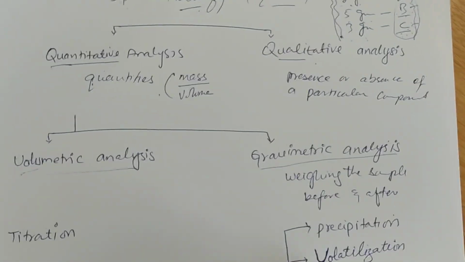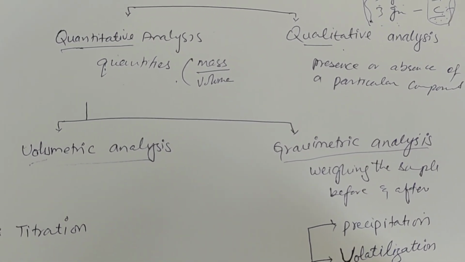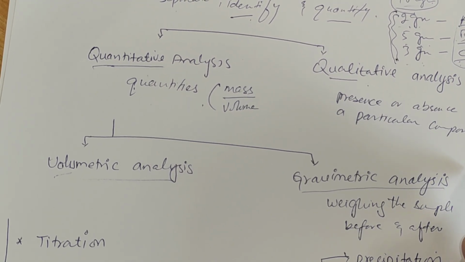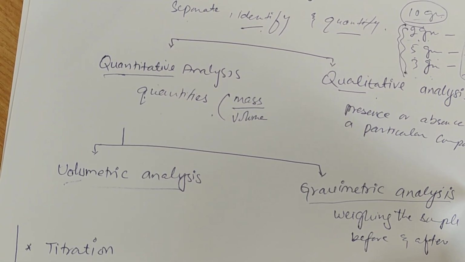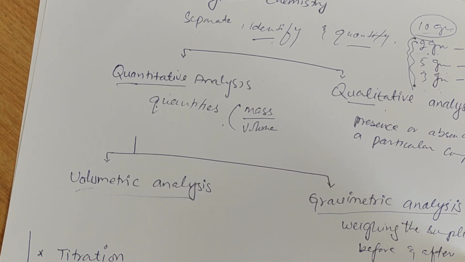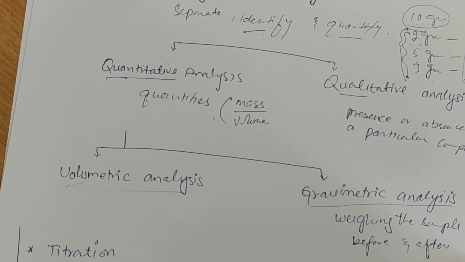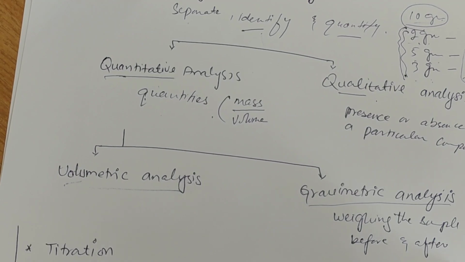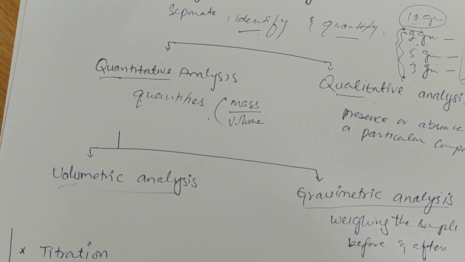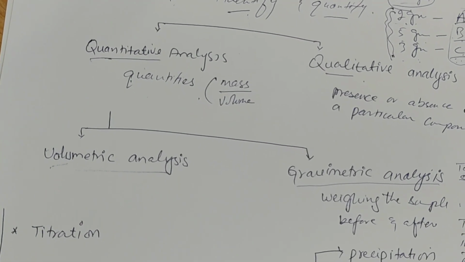Okay, so gravimetric analysis is the determination of the mass of the component present in a mixture just simply by weighing, like we have in the case of total suspended solids analysis. It is called TSS. Or we have total dissolved solids. Okay, so in this case, first we determine the initial weight of the sample, and then filter it in case of TSS, and dry it, and then again reweigh the sample. So we determine the amount of suspended solids present in the sample.